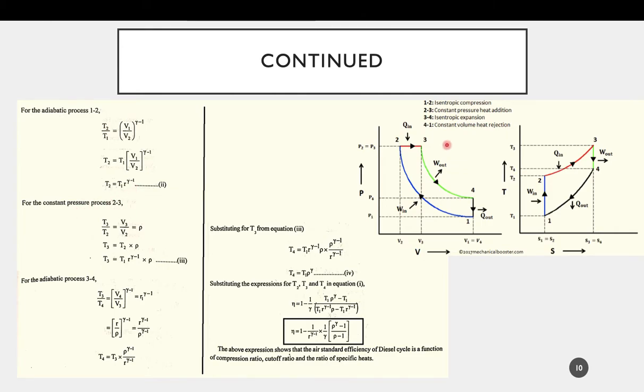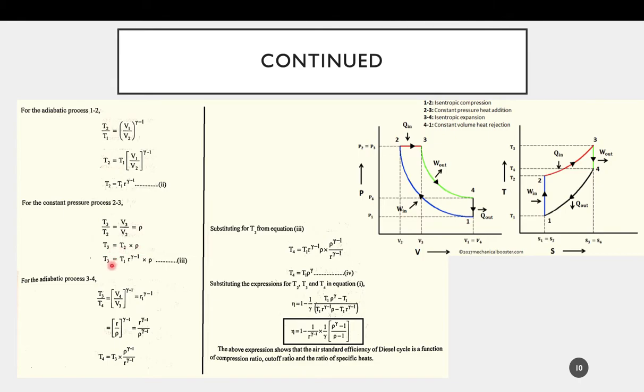Now for constant pressure process 2 to 3. Actually, this is an ideal case, right? So P1 V1 by T1 is equal to P2 V2 by T2. Since pressure is constant, you can cancel pressure and write the relationship between temperature and volume. This expression is actually P3 V3 by T3 is equal to P2 V2 by T2, but pressure is the same at 2 and 3. So you can cancel that pressure and you will get T3 by T2 is equal to V3 by V2. V3 by V2, you know, is the cutoff ratio rho. So T3 is equal to T2 into rho.